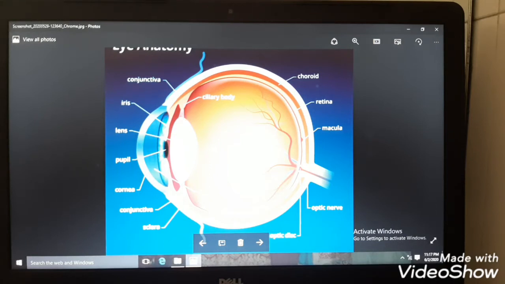Then after the rays pass through this lens, they form the image at the retina. This yellow portion you can see in the figure is the retina, the screen of the eye where the image is formed. After this retina, there is the choroid. What is choroid? Choroid is a layer which prevents internal reflections.